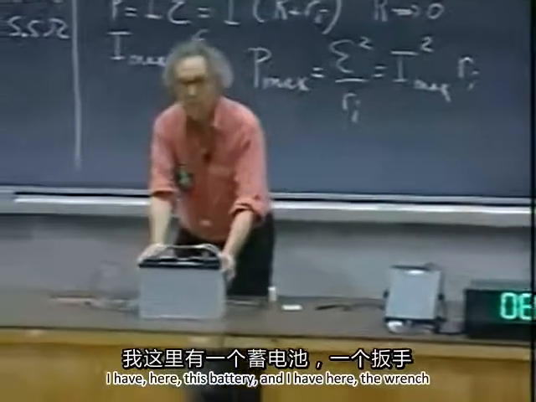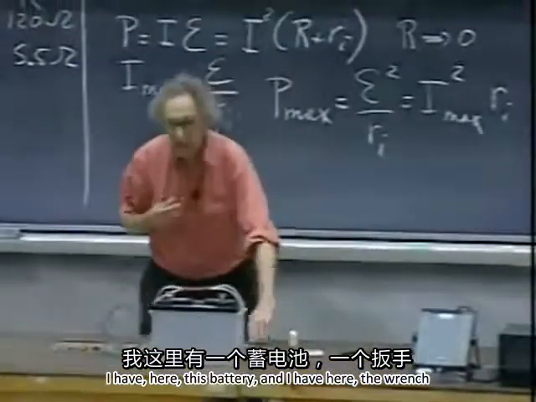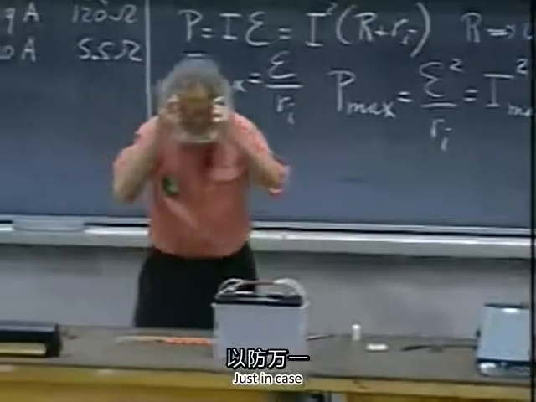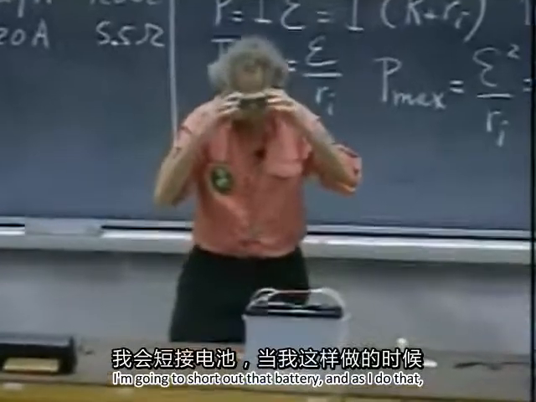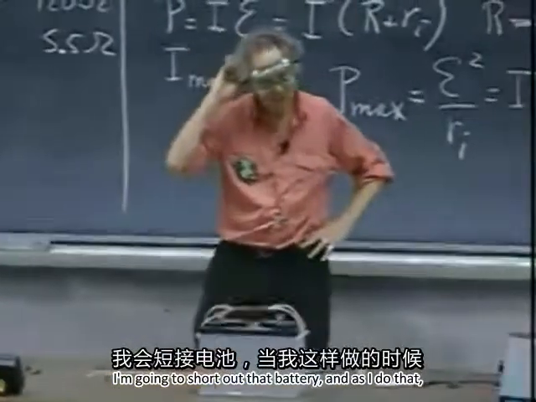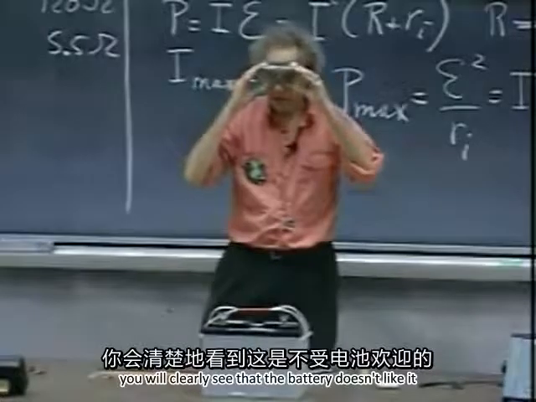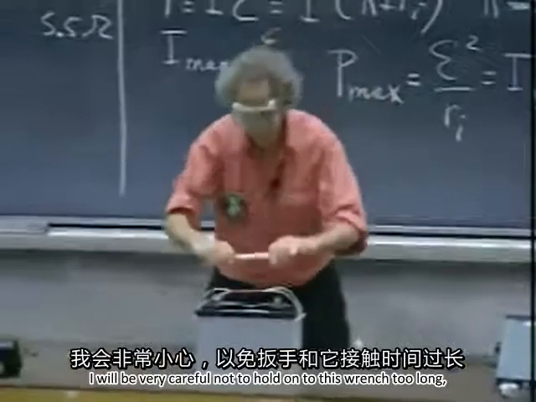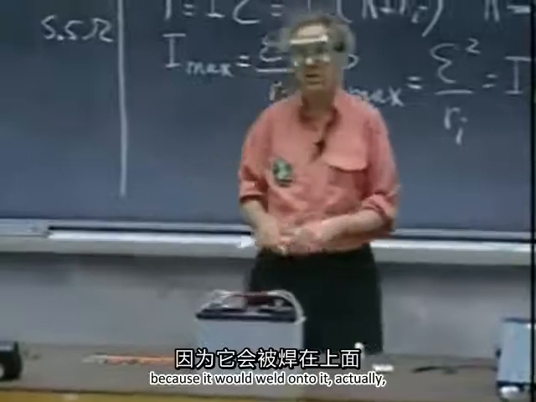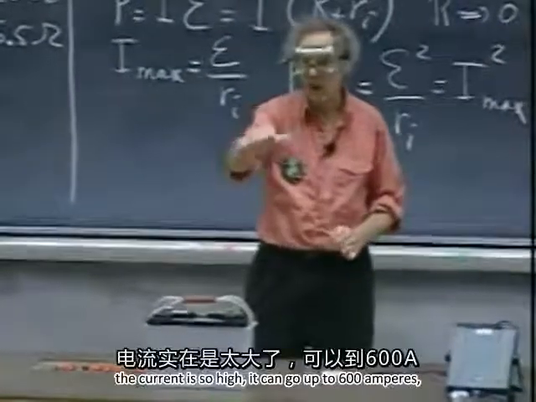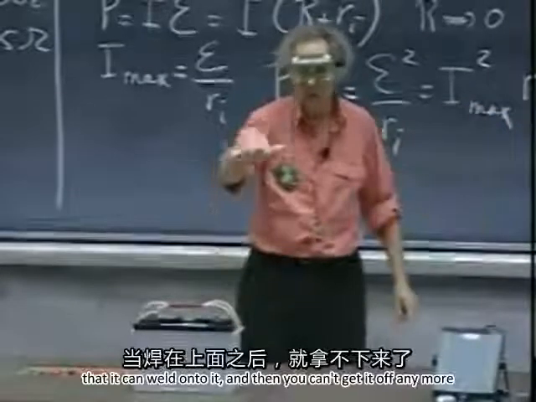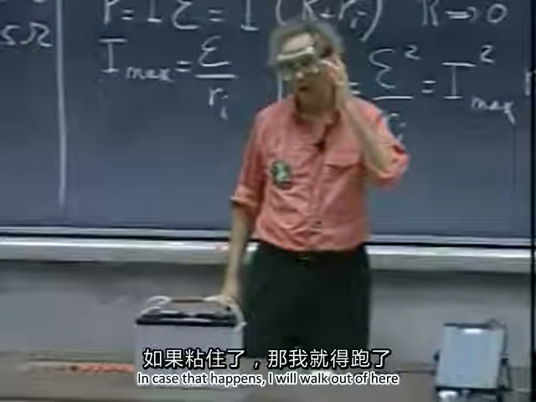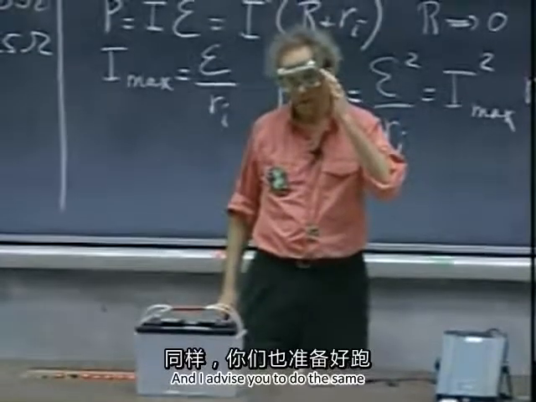I have here this battery, and I have here the wrench, just in case. I'm going to short out that battery, and as I do that, you will clearly see that the battery doesn't like it. I will be very careful not to hold on to this wrench too long, because it would weld onto it, actually. The current is so high, it can go up to 600 amperes, that it can weld onto it, and then you can't get it off anymore. In case that happens, I will walk out of here. And I advise you to do the same.